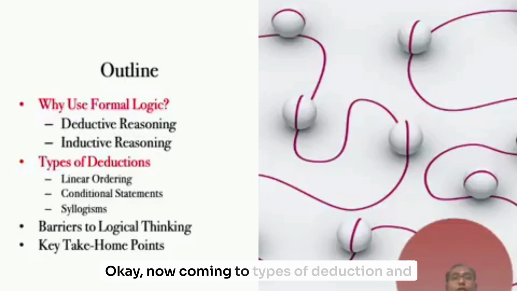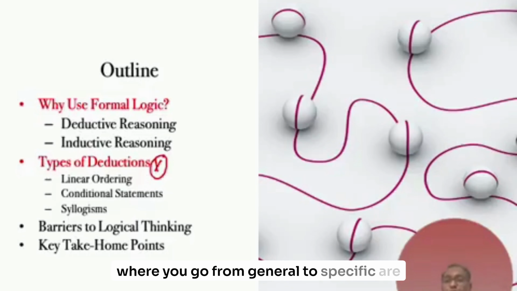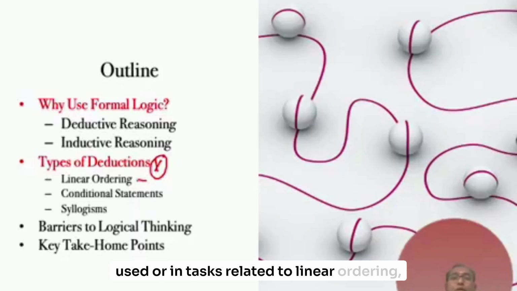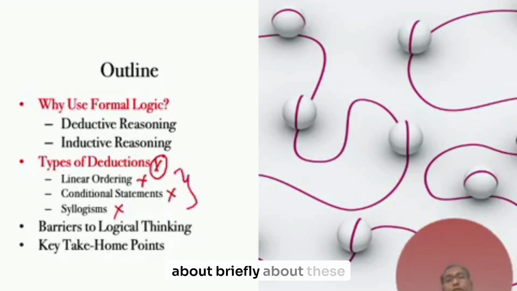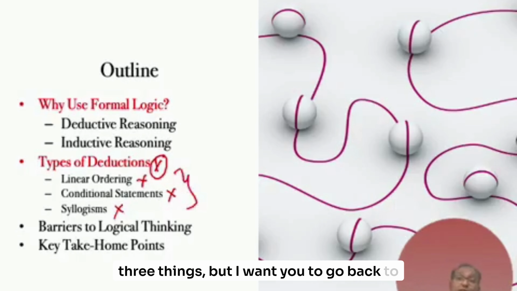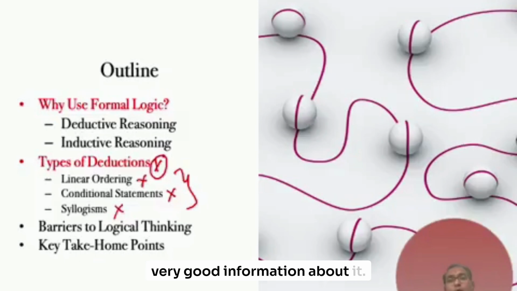Okay, now coming to types of deduction, and specifically we're talking about the context in which deductive reasoning, where you go from general to specific, is used: tasks related to linear ordering, tasks related to conditional statements, tasks related to syllogisms. We'll talk briefly about these three things, but I want you to go back and read the chapter on these topics. There'll be a few pages, but they have very good information. So make sure you don't miss that.